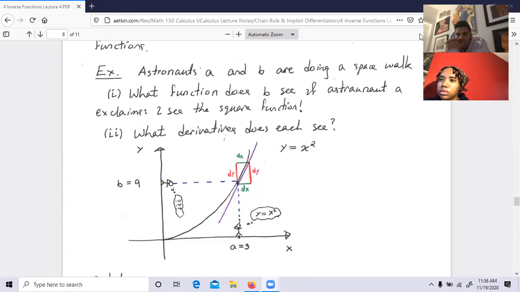Steven says yes. Alexa says yes. What about the rest of you? What do you think? Will they agree on their measurement of slope?